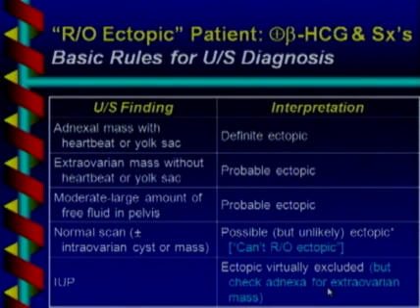So if we put this algorithm or this diagnostic chart into a table, we get the basic rules for ultrasound diagnosis in a rule-out ectopic patient. And here are the basic rules for ultrasound diagnosis based on what I've shown you up to this point. If the ultrasound finding in a rule-out ectopic patient is an adnexal mass with a heartbeat or yolk sac, our interpretation is definite ectopic pregnancy. If the ultrasound finding is an adnexal mass outside the ovary without a heartbeat or yolk sac, we have a probable ectopic.